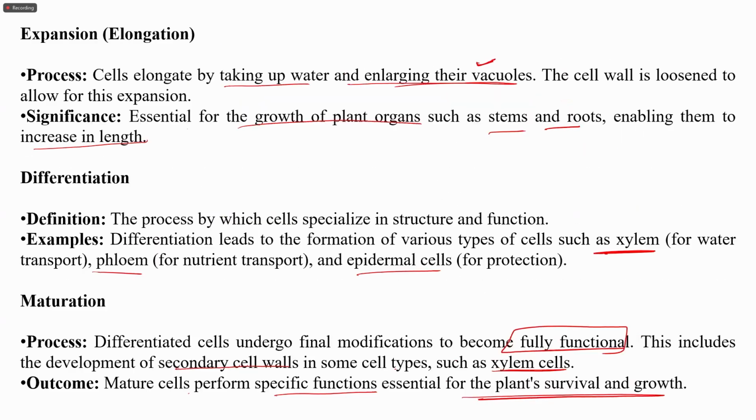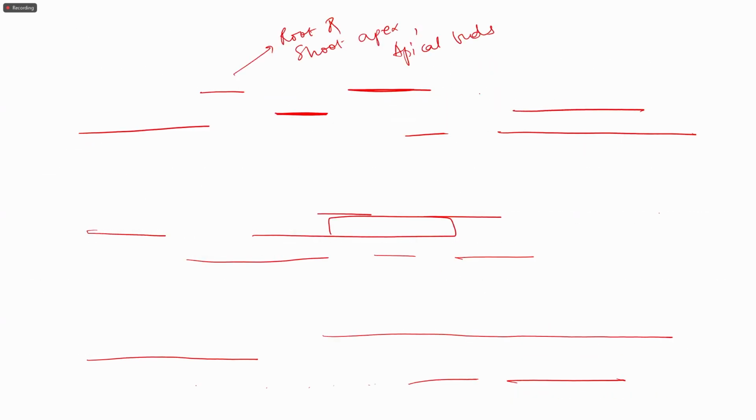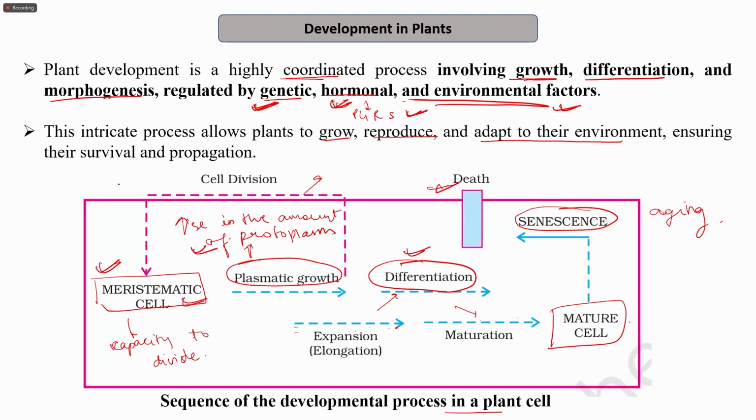So in the exams, the figure may be given and you may be asked to write the correct process. So you can tell here that the meristematic cells undergo plasmatic growth, and this cell may either enter into the cell cycle or it undergoes differentiation. And meanwhile, the cells undergo expansion or elongation and the mature cells are being formed. These mature cells undergo senescence, resulting in the death of the plant cell.